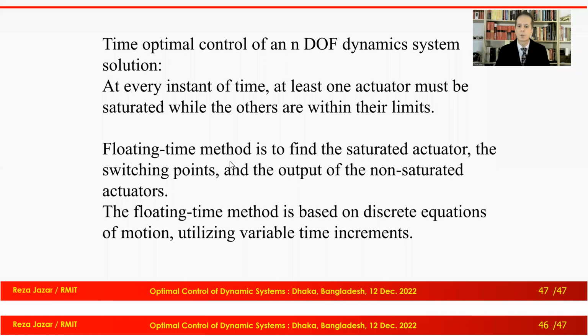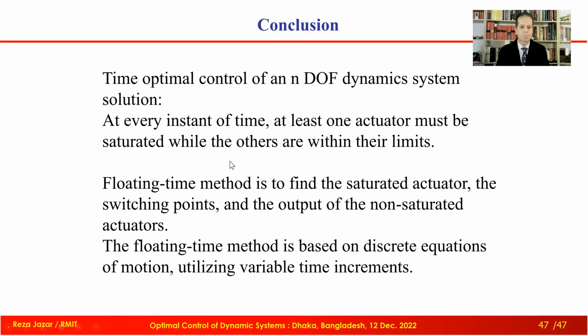So this is the conclusion that I explained: numerical solution of time optimal or energy optimal or jerk optimal control, any optimal control of a multi-degree-of-freedom system, is not possible analytically. We must develop numerical methods. There are some numerical methods. That was one of them that I made, and I called it the floating time method.